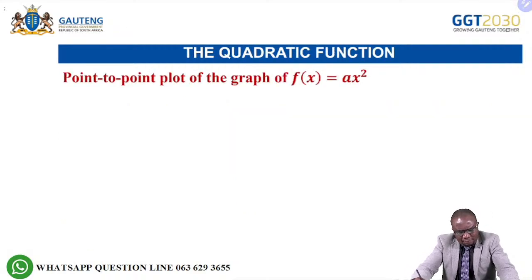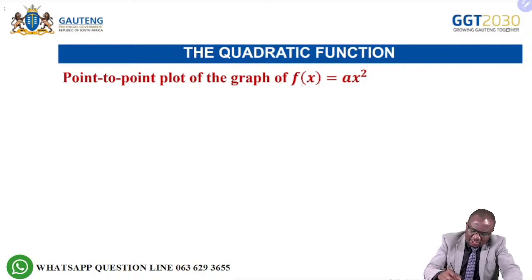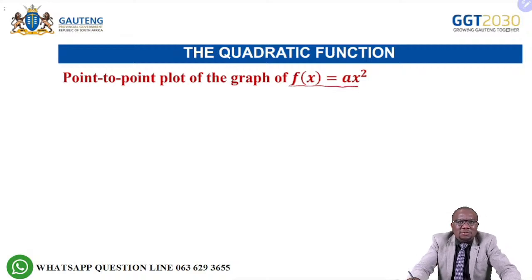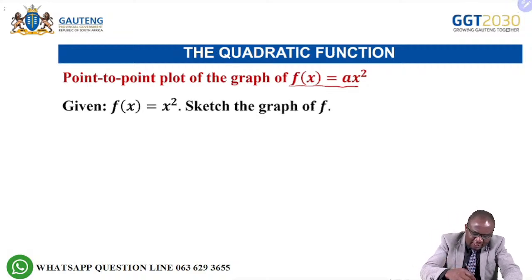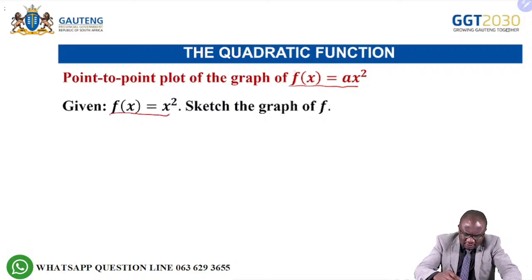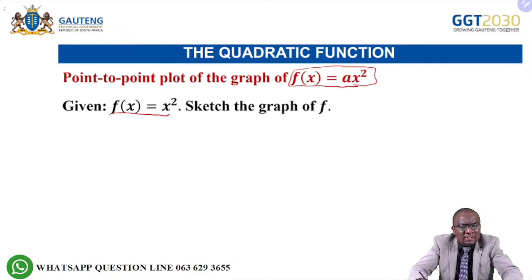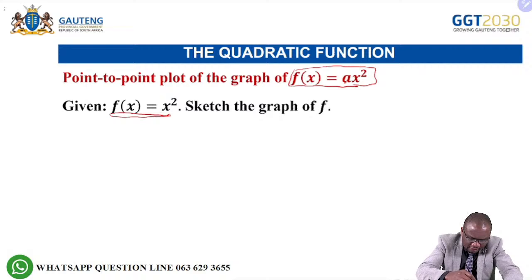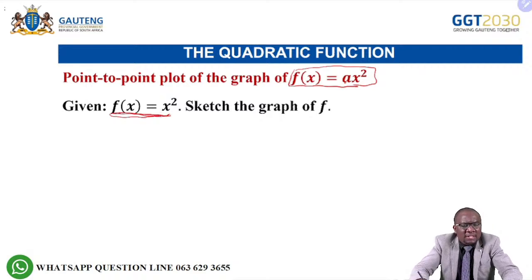Right, point-to-point plot of the graph of f of x equals ax squared. Let's use this nice example. It's given f of x equals x squared. It is in this form, but I can't see a there. What is the value of a in this function? Here, the coefficient of x squared. Do we have any coefficient of x squared there? What is it?